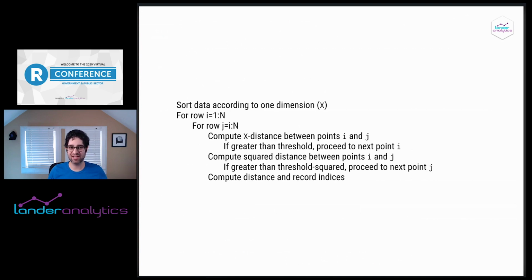You first sort the data according to one dimension only, the X dimension. You then do a double for loop. You go one row at a time and then do the inner for loop comparing all the subsequent rows. You don't look backwards because you've done that already, you just look forwards. You first compute the distance along the x-axis, x1 minus x2. If that is greater than the threshold, by the triangle inequality, that means the generalized distance of all the dimensions has to be bigger than the threshold also. So you know you failed the threshold.